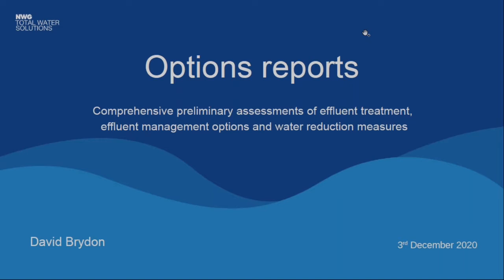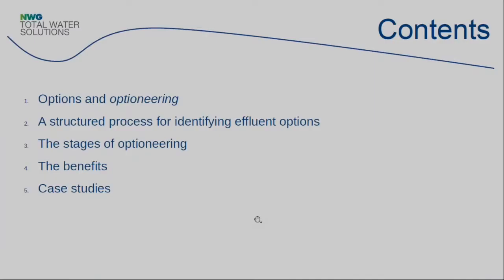So if we go to the next slide, I'm going to talk about options and optioneering. I've got optioneering in italics there. It's a word which is used quite frequently in the water industry. It's a little bit more common now in the wider industry than it used to be. I'm just going to define exactly what it means. And I'm going to define what I mean by options and the level of detail that options reports go into. And then I'm going to talk a little bit more about the actual structure of what an options report and optioneering exercise is. And I've said in the contents page there for identifying effluent options, as I said in the introduction, it applies to anything really. So I'll go through the stages of optioneering, what the benefits of it are, and I'll talk about some case studies as well. As I go through the presentation, I'll introduce a few case studies as I'm talking.